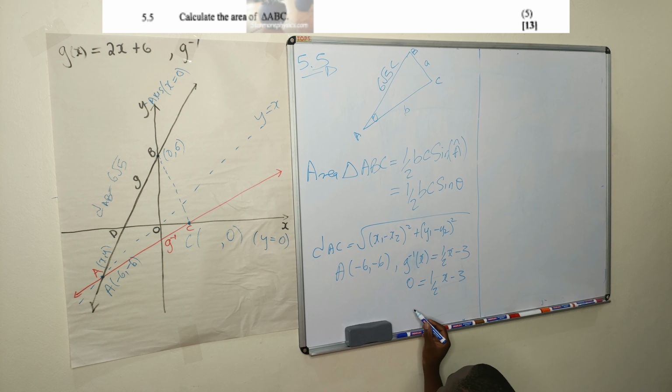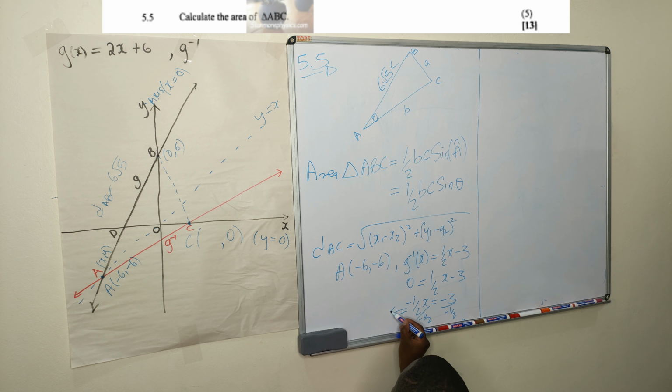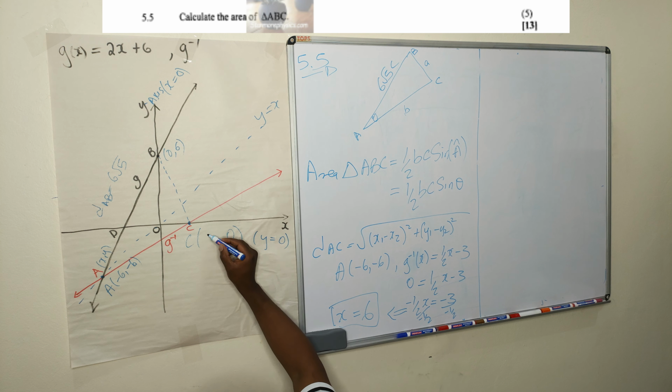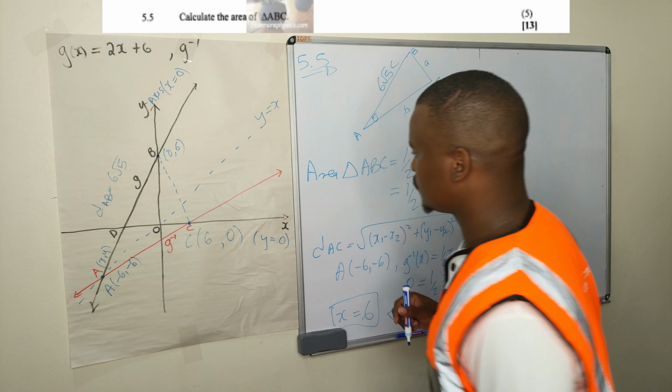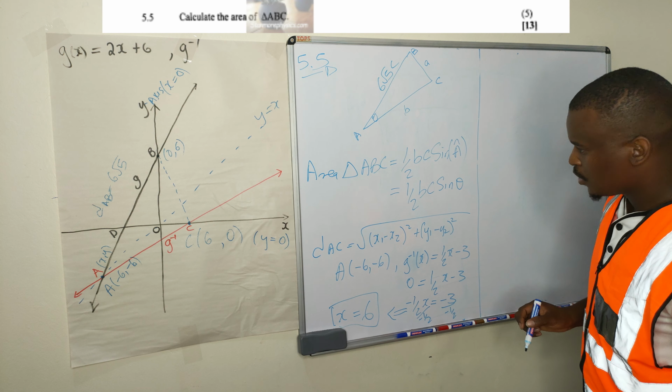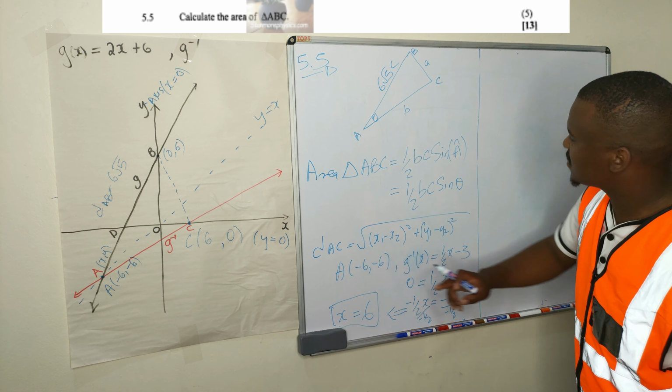Then transpose the half to the other side. So you have negative half is equal to minus 3. Then divide by negative half. You will quickly discover that your x is equal to 6 here. So you have 6 and 0 here. Those are your coordinates for C. So you want to find the distance between A and C.